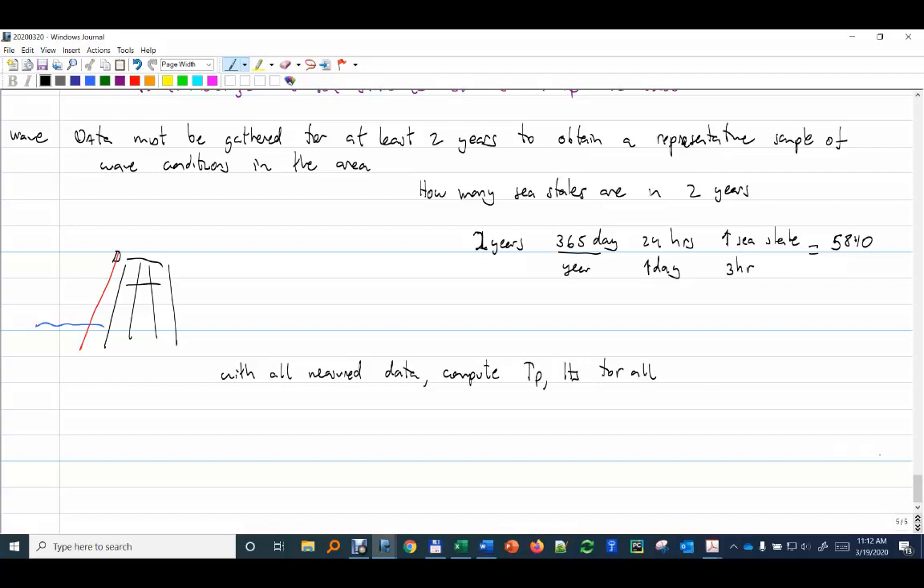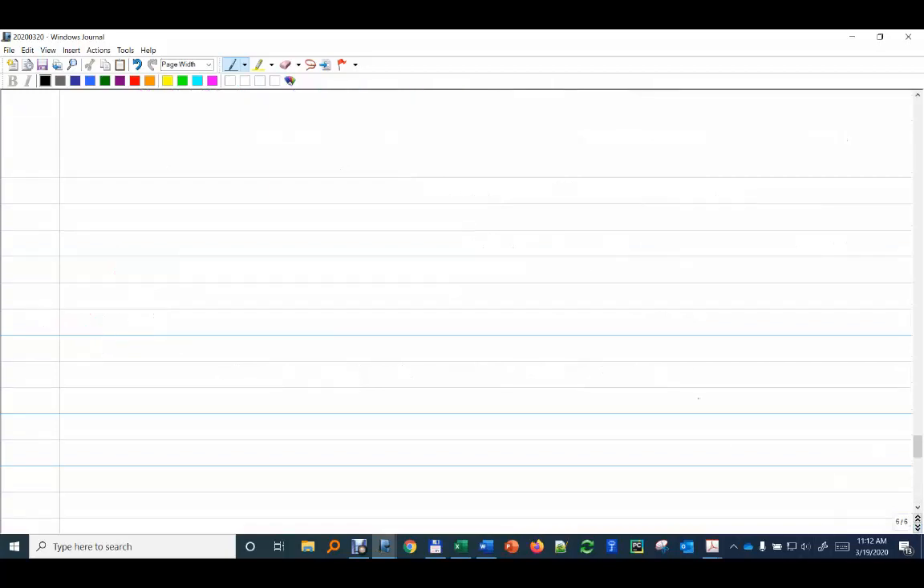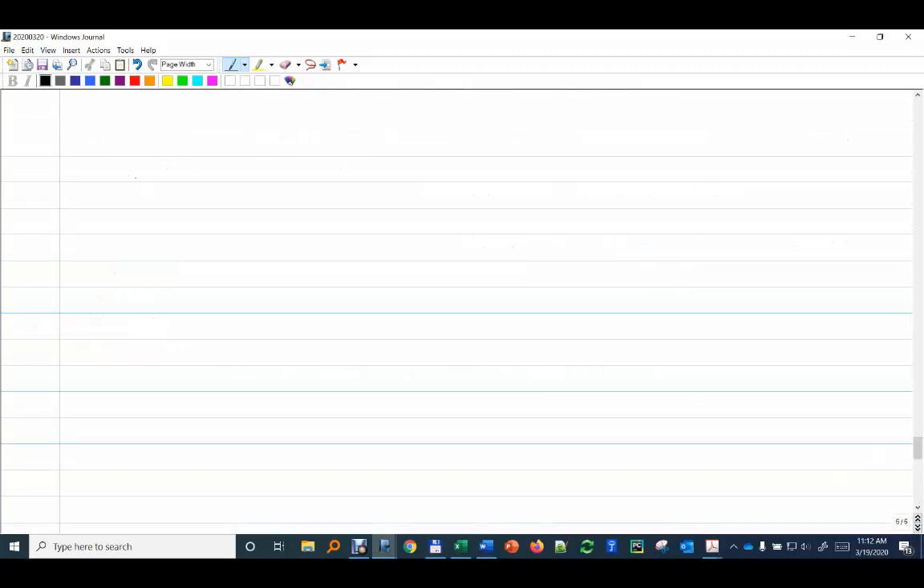Then we make a diagram that is called a scatter diagram. That's the way I present it, and you will see this in many field development reports. This is called a scatter diagram of long-term wave statistics.